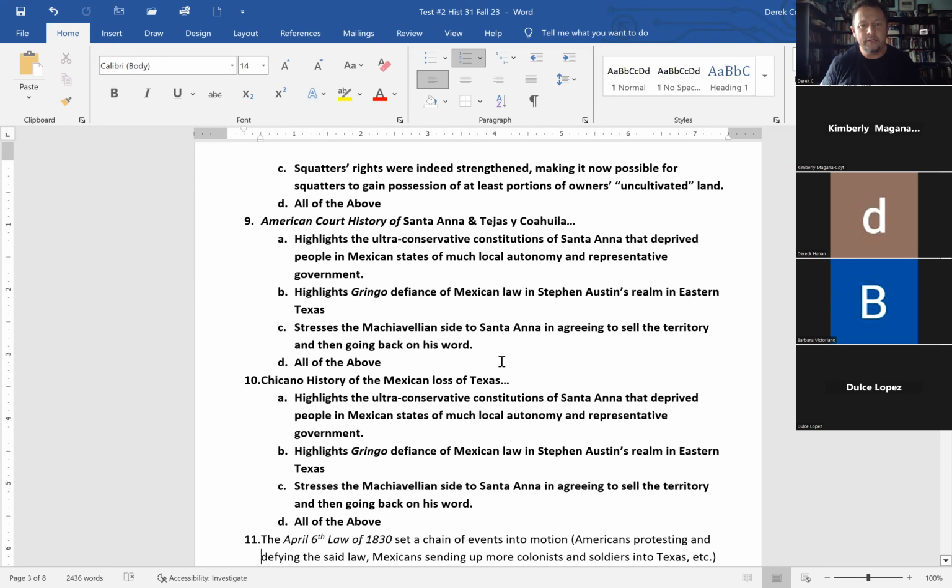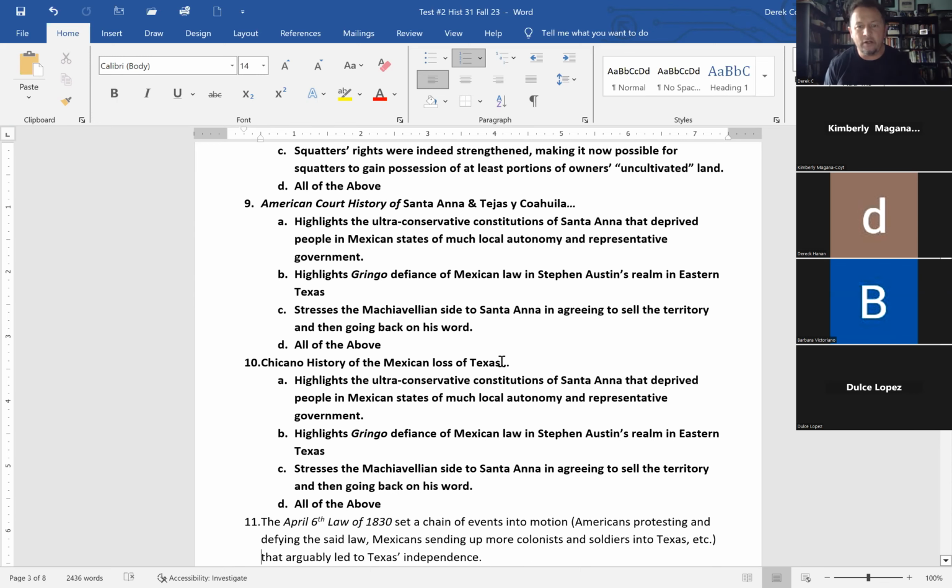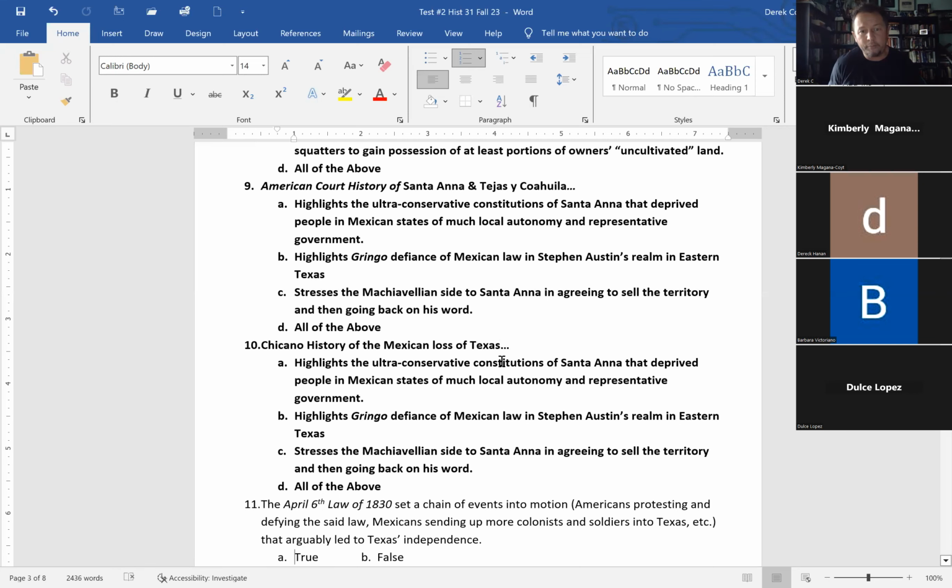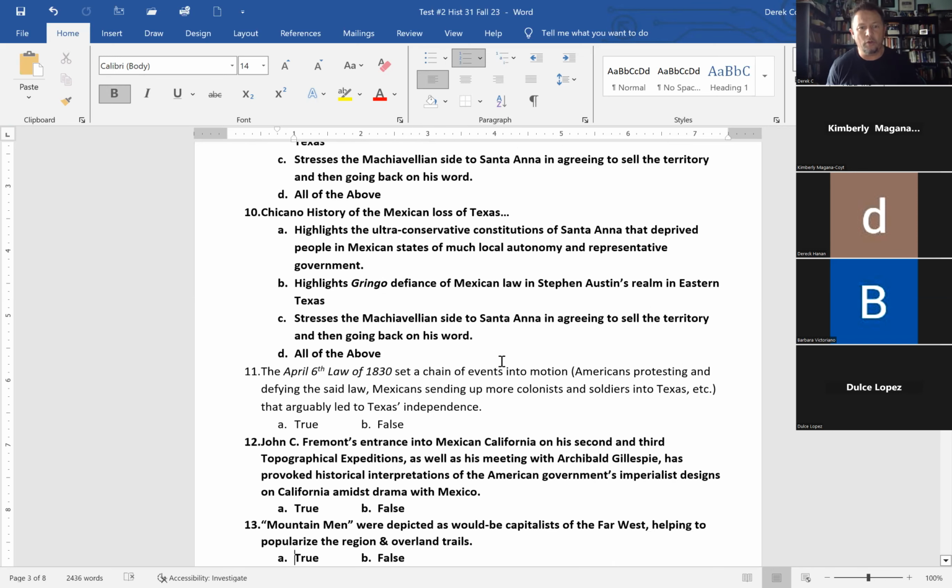However, Chicano history, it highlights B, Gringo defiance of Mexican law in Stephen Austin's realm in eastern Texas. We talked about that regarding slaves illegally brought in there. We talked about that with their refusal to pay taxes, their illegal trade with nearby Louisiana without first allowing themselves to be taxed by Mexican officials, their failure to learn Spanish and become Roman Catholic, which they had promised to do, defiance of all such things. And also the Fredonian Revolt. They tried to break free before the Alamo, before they had an excuse of Santa Anna's siete leyes, his 7-law constitution that was so uber conservative.